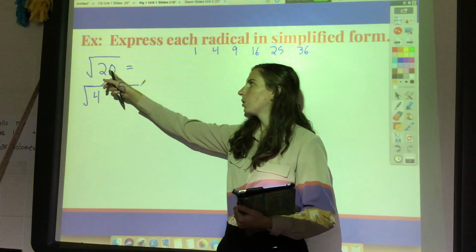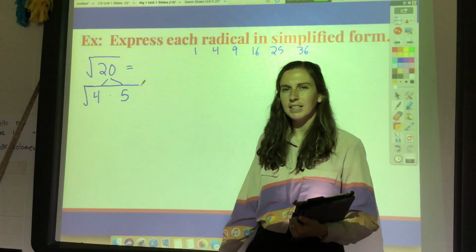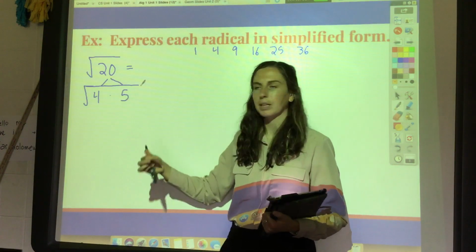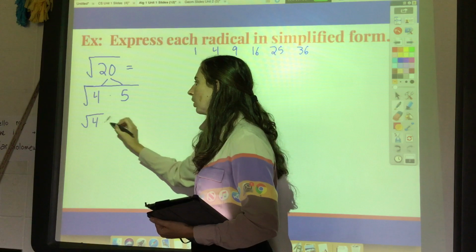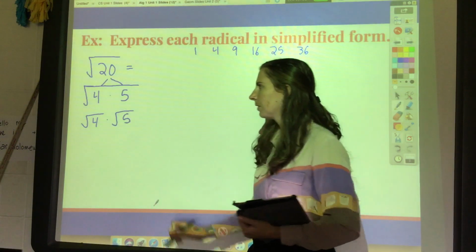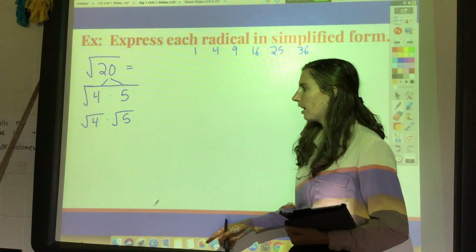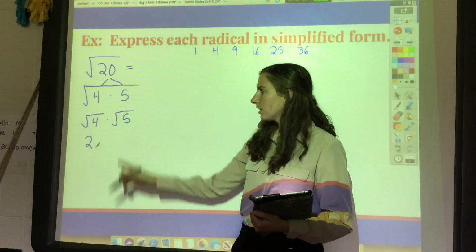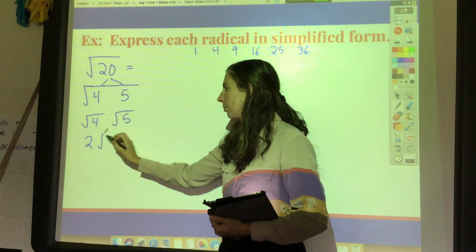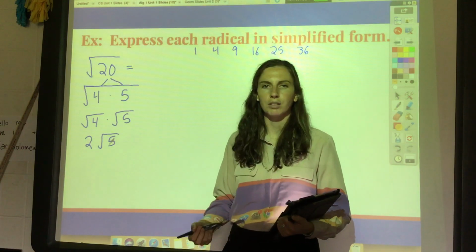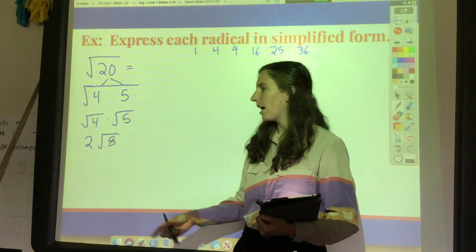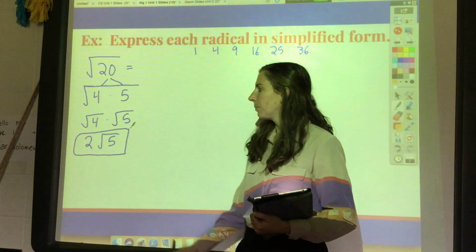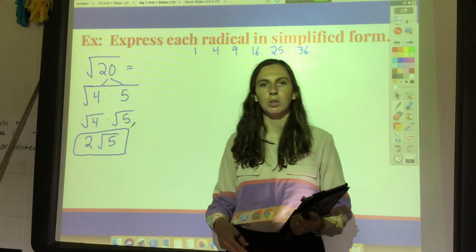So all I did was replace 20 with 4 times 5. The reason this is helpful is because now I can use the product rule, which says I can split up this multiplication into the square root of 4 times the square root of 5. And the reason that's helpful is because I can square root the 4. It's 2. I can't square root the 5, but that's okay because at least I got part of it out. So I can't square root the 5 and I can't break it down any further. So that's my final simplified answer. Since I have less under the radical, it's more simplified.